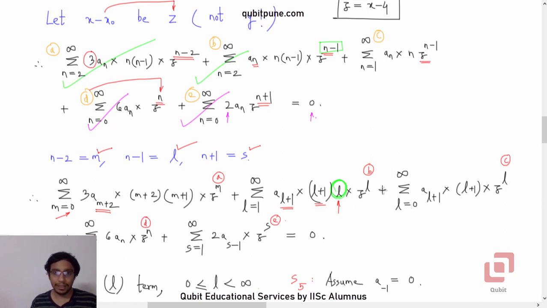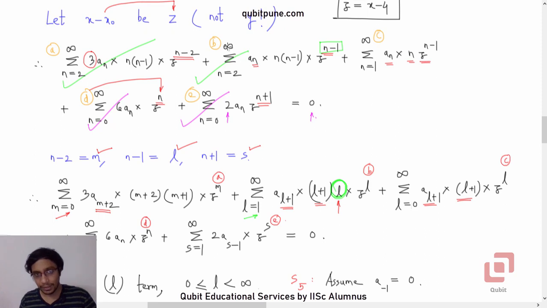Now let's talk about the limits in the term B. n is starting from 2, L is n minus 1, so L will start from 1. So this is as far as the term B is concerned. Let's go to the term C. n will get replaced by L plus 1, so a_n will be a_(L+1), and we have this n which will get replaced by L plus 1.